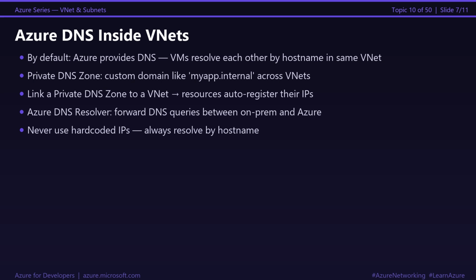Each VNet needs a peering connection pointing to the other. Peering is directional. You create a peering from VNet A to VNet B and a separate peering from B to A. Both must exist for the connection to work.